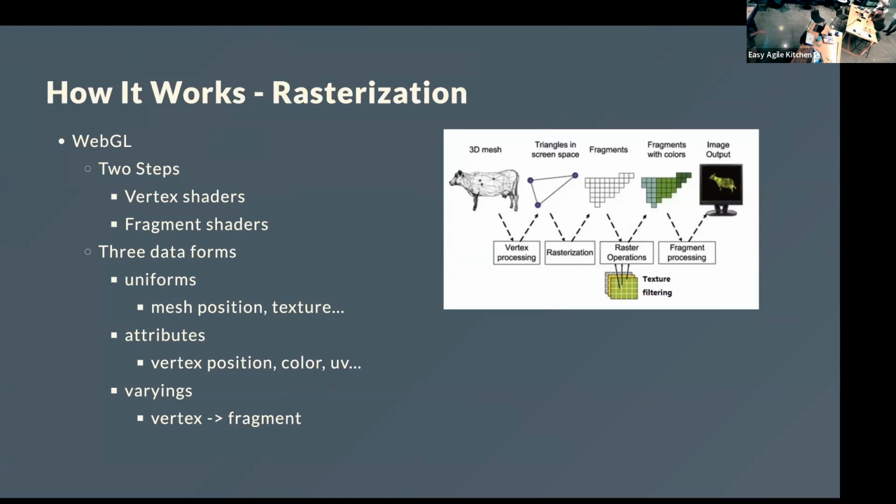And finally, varyings. That's just how you get something from the vertex to the fragment shader. And all they do is interpolate between values. So let's say this vertex is blue, and this vertex is green. Then when it draws this one, it's going to be somewhere in between. It'll be like cyan, whatever. So the GPU will do all that interpolating for you.